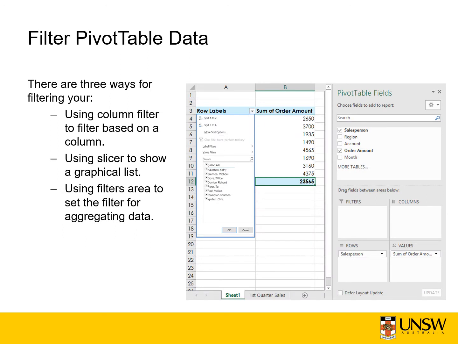There are three ways for filtering your data in a pivot table. The first filtering option is like the regular filtering. You just need to click on the column header and specify the settings for the filter.